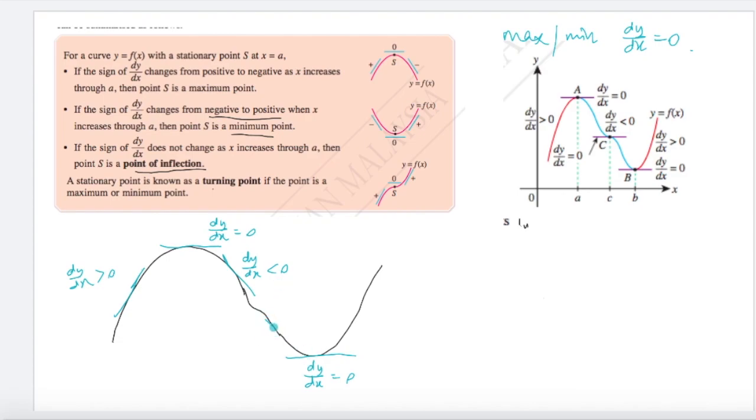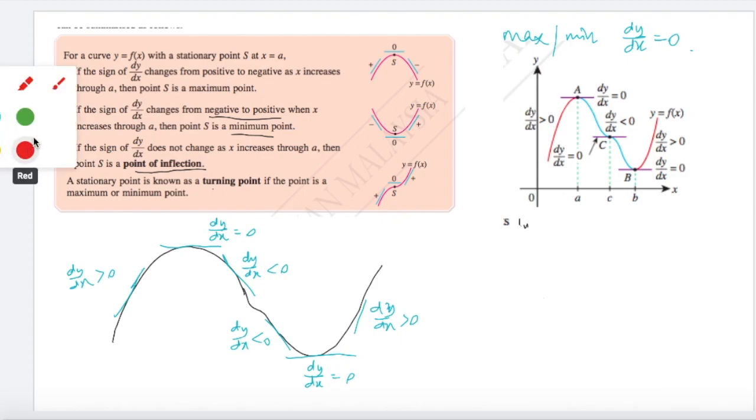Okay, this one going down, dy/dx going down, also negative. This one go up, dy/dx going up, positive, right? Down and up, this one. So from negative to positive, it will be a minimum point. This one is referring to dy/dx.